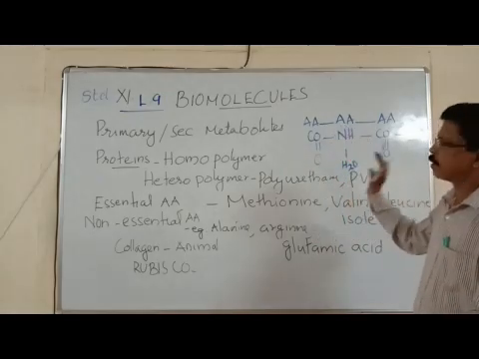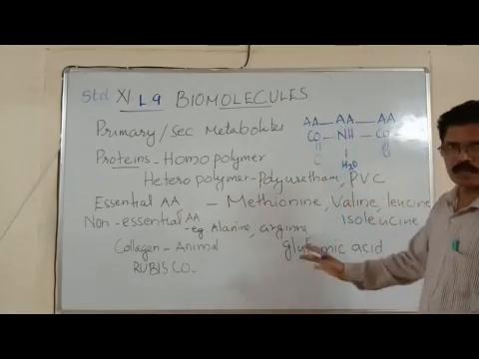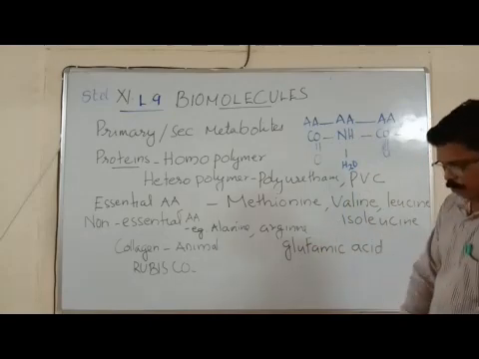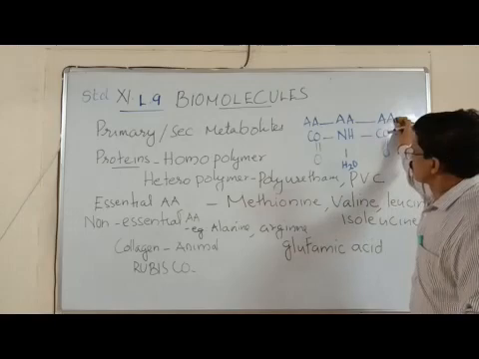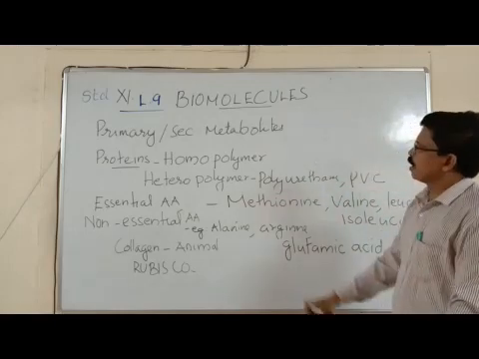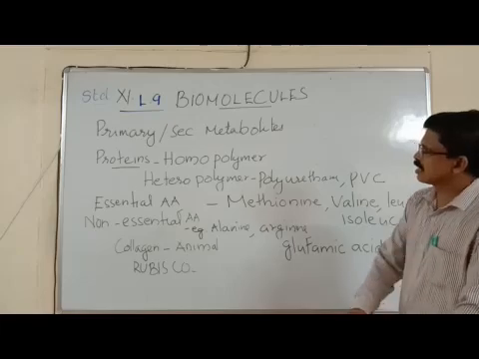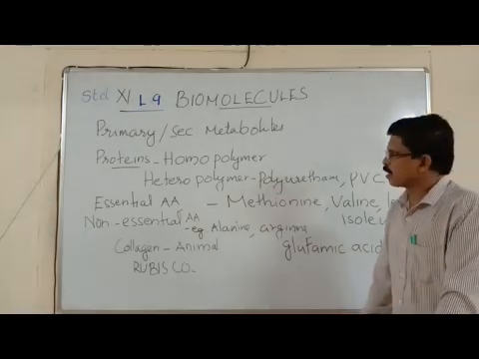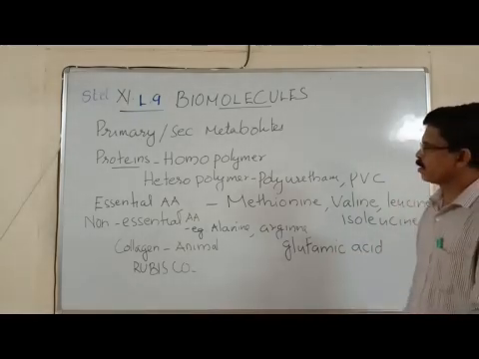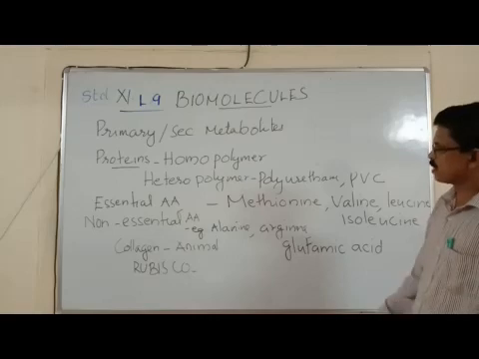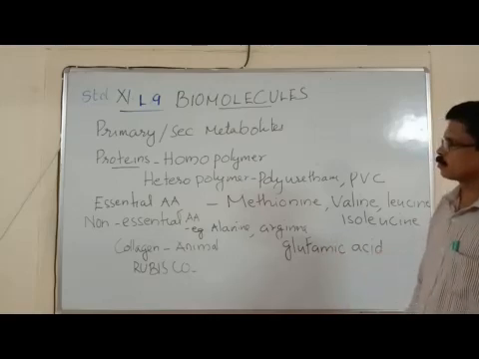That is a peptide bond. A molecule of water is liberated, right? Now, there are two main categories of proteins: homopolymer and heteropolymer. What is a homopolymer? A protein molecule which consists of only amino acids. Heteropolymers are complex proteins which are made up of amino acids plus other molecules.